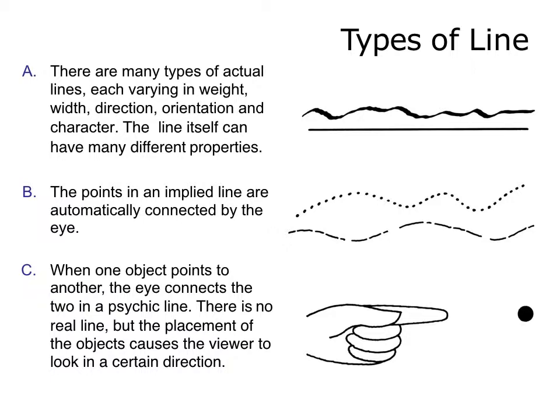So we talked about this in the earlier PowerPoint as well, about different types of line. There are many different types of line, varying in weight, height, width, direction, orientation, character. A line itself can have many different properties. We also talked about implied line, so meaning that lines are connected by the eye. The one we didn't talk about yet is psychic line. So in a psychic line, there is no real line, but the placement of objects causes the viewer to look in a certain direction. So we'll look at examples of each of these.